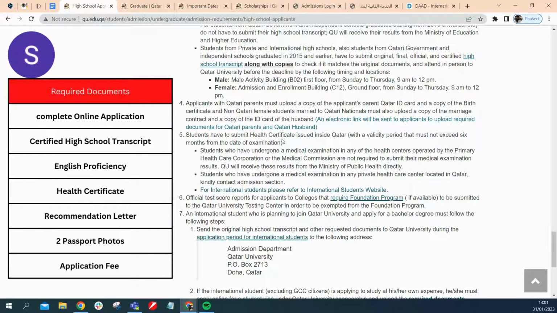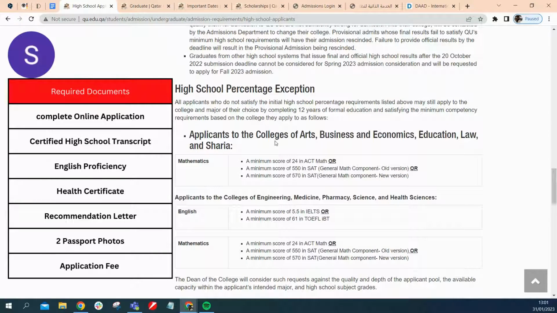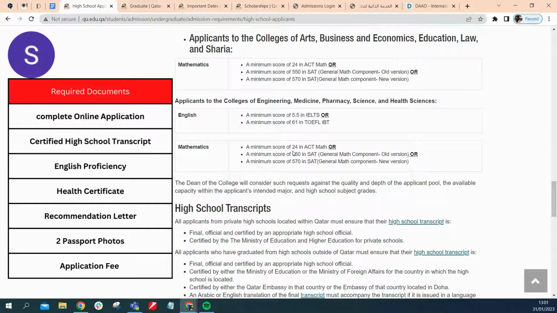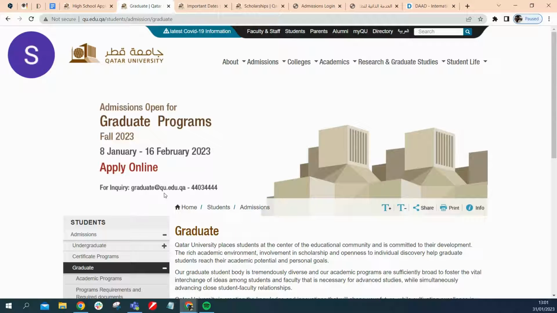So having said this, I think we'll have to go over to the graduate program. This is what I mean by they require TOEFL. So you have to go through this, and let's look at the graduate program.